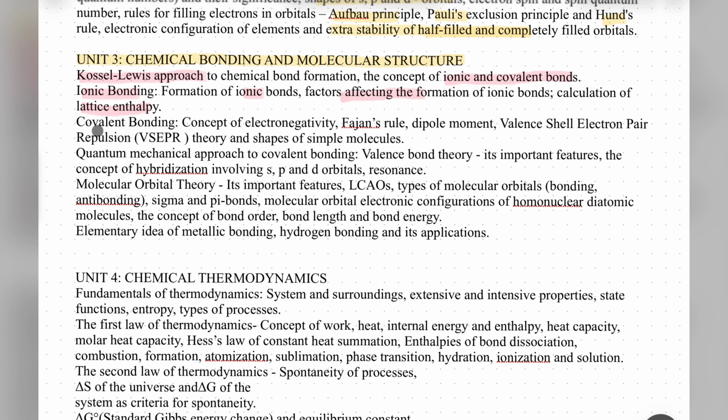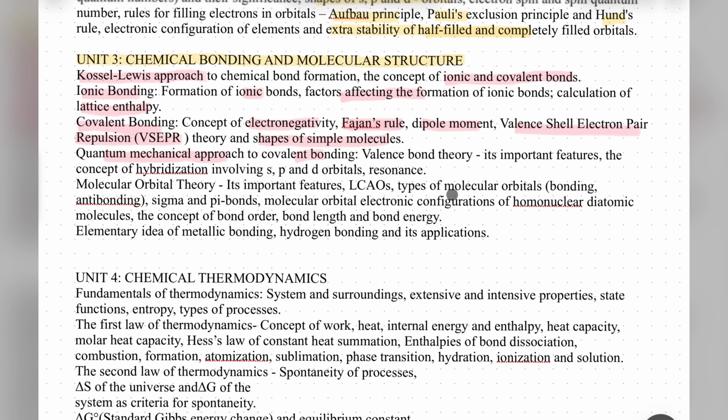And covalent bond. We can see covalent bonding and electronegativity. Fajan's rule, very important. I completed this one. We can see that video. And dipole moment, valence shell electron pair repulsion theory. This also I completed. Once you see my video, everything is clearly explained. Previous questions also explained. And the shape of the molecule also explained. Clear. And quantum mechanics approach is also there.